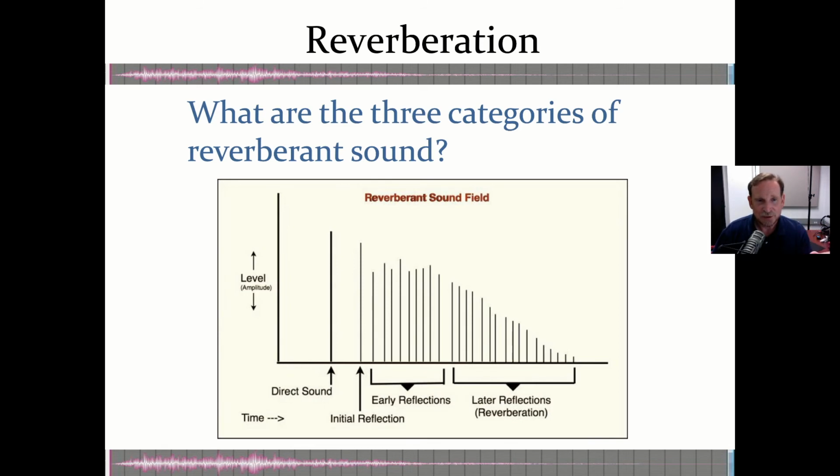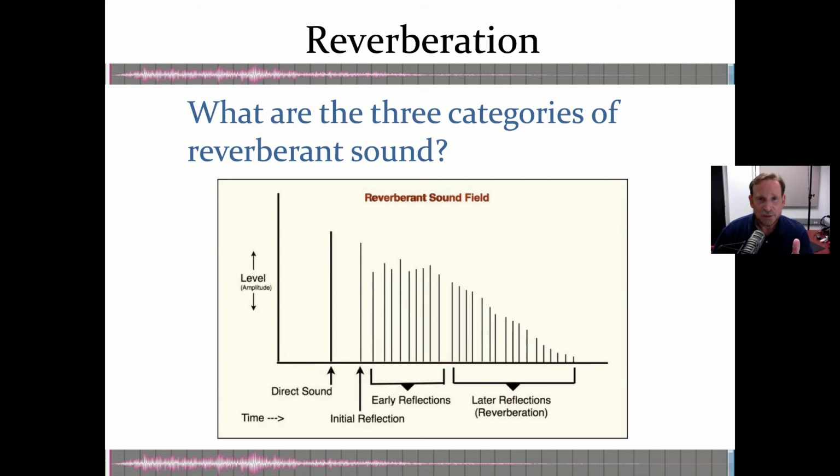These are sounds that get to your ear really quickly after the direct sound. In fact, usually we put in a little description of about 30 milliseconds as being sort of the delineation between those early reflections and that direct sound. So right after the direct sound hits, we're thinking about early reflections as being the sounds that come into your ear within 30 milliseconds of that direct sound. And so that's important to keep in mind because that's something that we're going to be manipulating when we process sound.